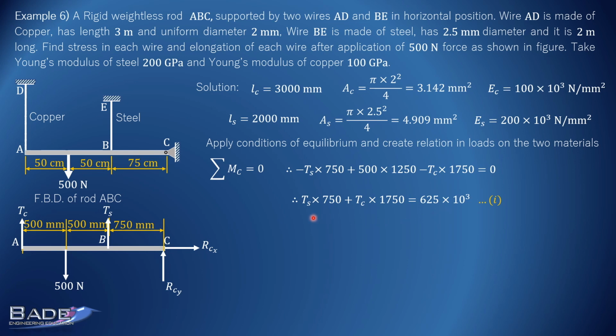So we got the relation between TS and TC like earlier problems, applying conditions of equilibrium. But here we used moment equation because in this case it is general system of forces. Okay. Now relate deformations of the two materials, and this part you should understand.